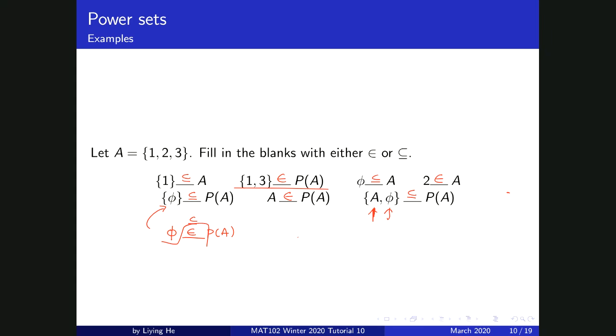Remember we did those two? You should know that those two are elements of the power set of A. So if you have a set that contains the two elements of the power set of A, it should be a subset of the power set of A. Does that make sense to you?